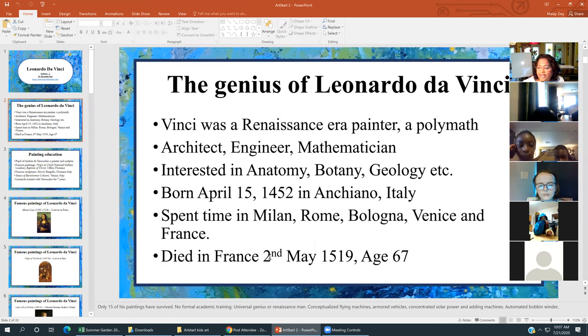He conceptualized flying machines, armored vehicles. He even thought about concentrating solar power. And he also thought about the calculator. And that was way back in the 1400s. And he actually devised the bobbin winder. You know what a bobbin winder is? It is like when people are sewing in the machine, you rewind the thread and there's an automatic bobbin winder. So that was his contribution.